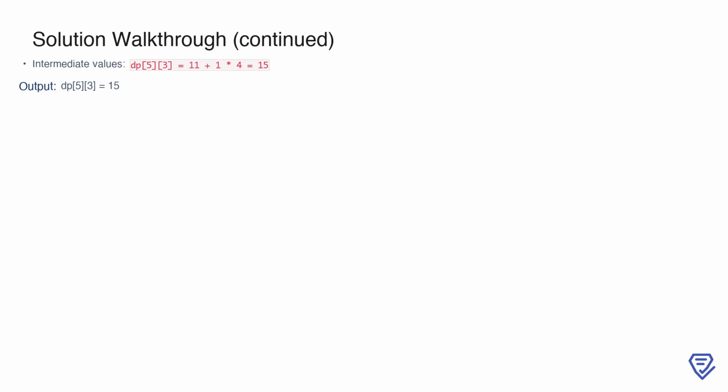Substituting these values, we get dp[5][3] equals 11 plus 1 times 4 equals 15. This means there are 15 ways to rearrange 5 sticks such that exactly 3 of them are visible. The dynamic programming approach allows us to efficiently compute these values by building on previously calculated results.